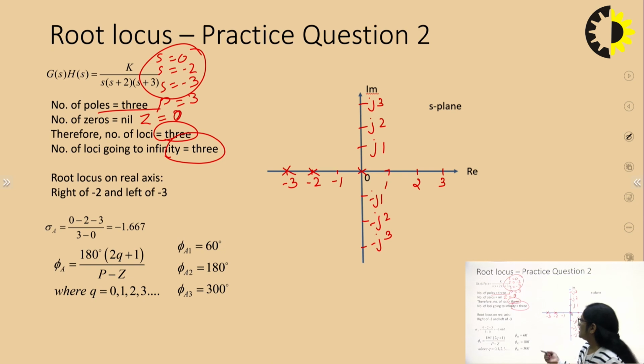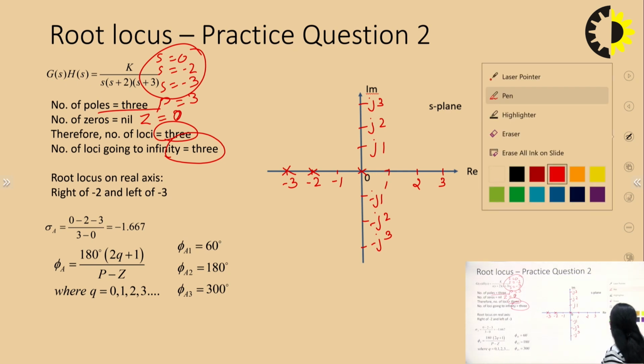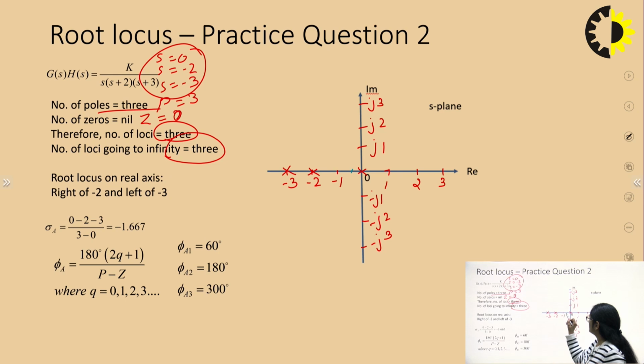To know that, we need to know the number of poles and zeros, the sum of poles and zeros to the right side of that part of the root locus. So, when I look from this side, I can find that the sum of poles and zeros to the right hand side is an odd number. That is, we have one pole at the origin. Therefore, this part of the real axis is part of root locus.